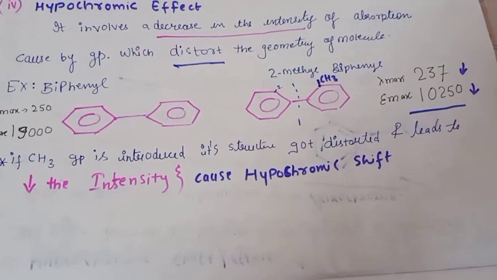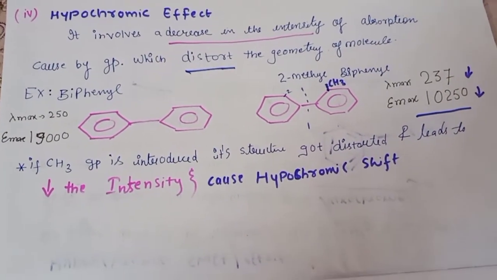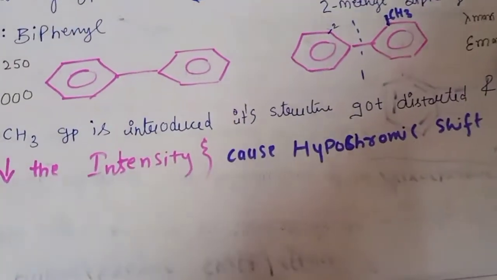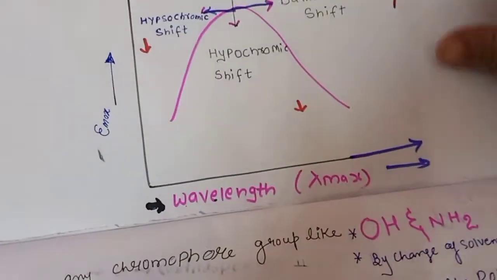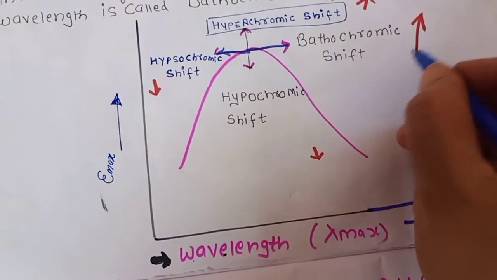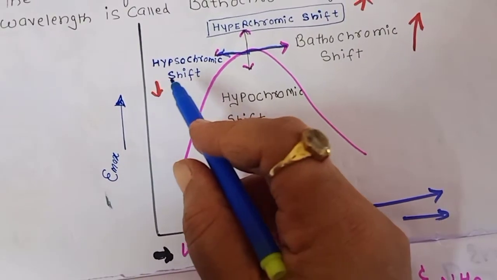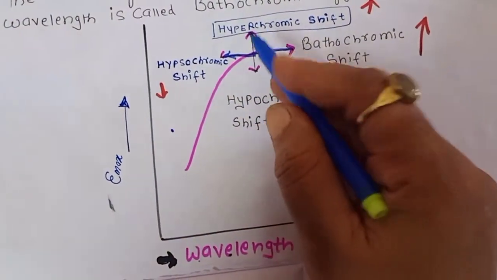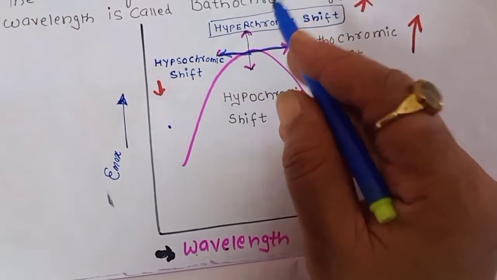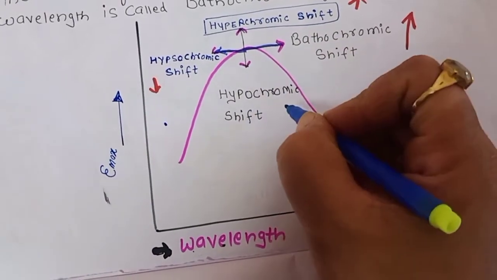So this is all for the 4 types of the effect. Bathochromic shift, the absorption wavelength increases. Hypsochromic shift, lambda max value decreases. Hyperchromic shift, the intensity means Emax value increases, and hypochromic shift, the value decreases.